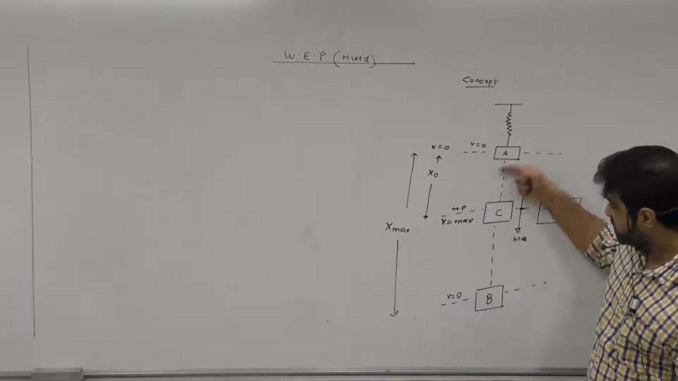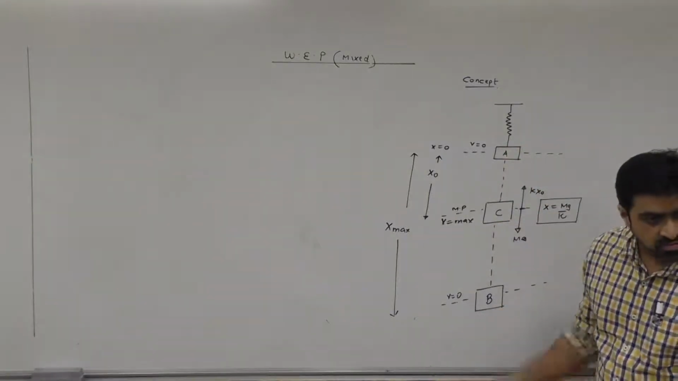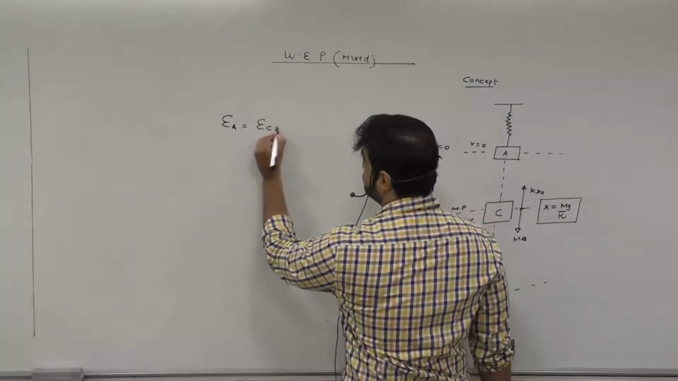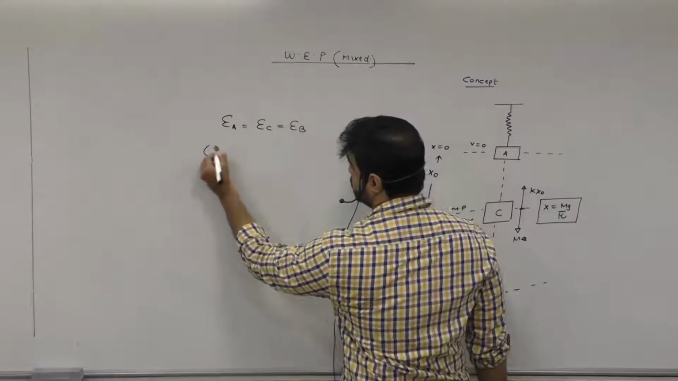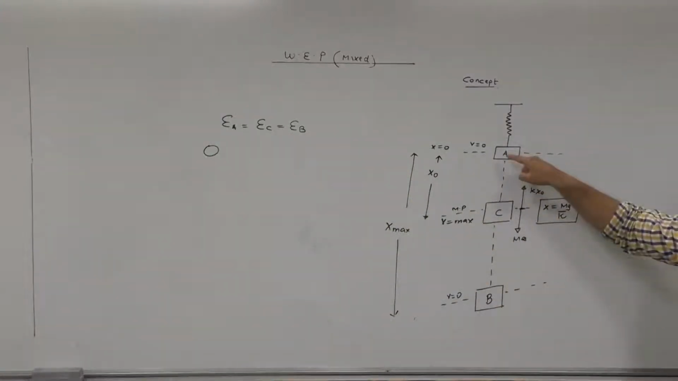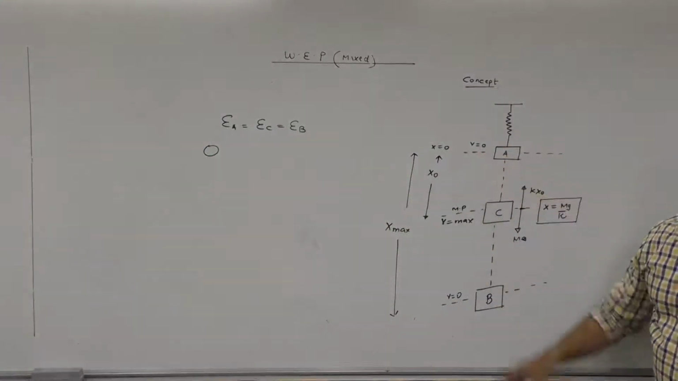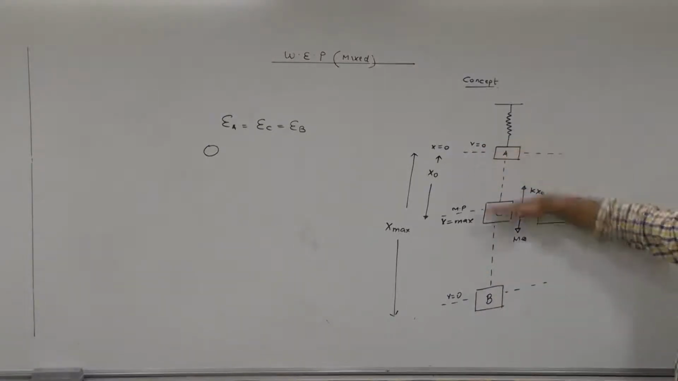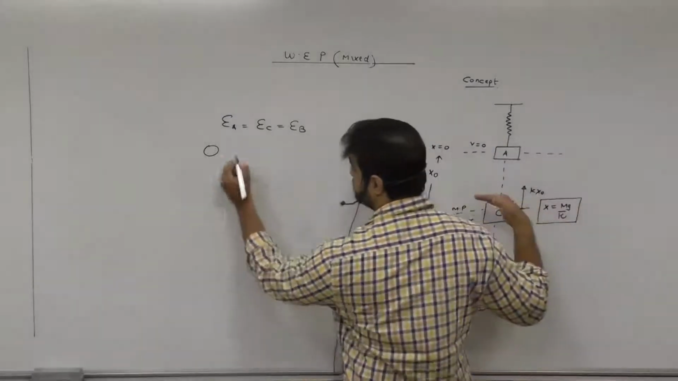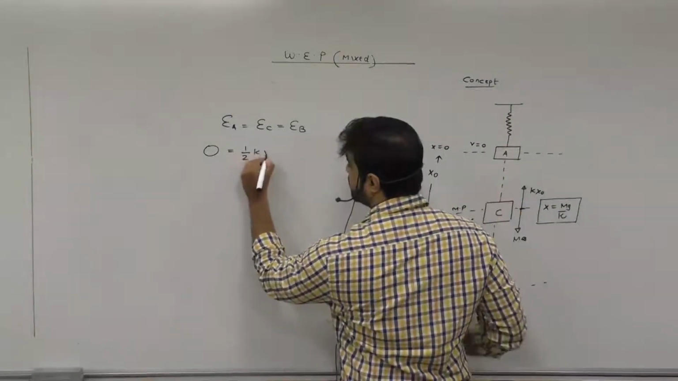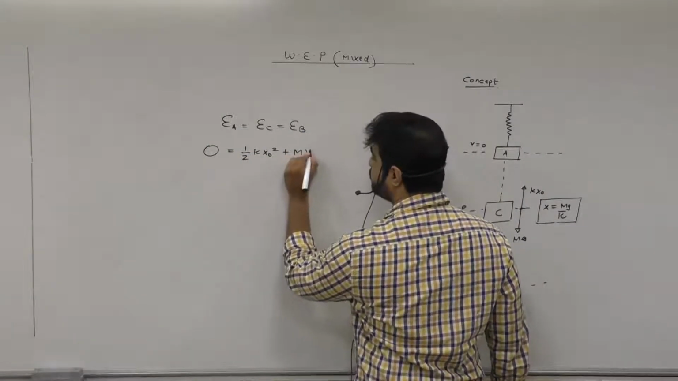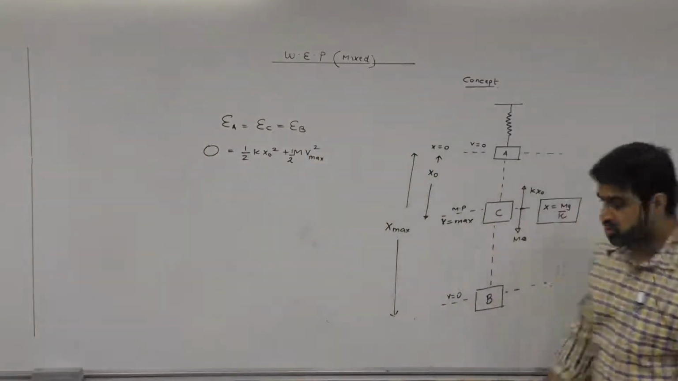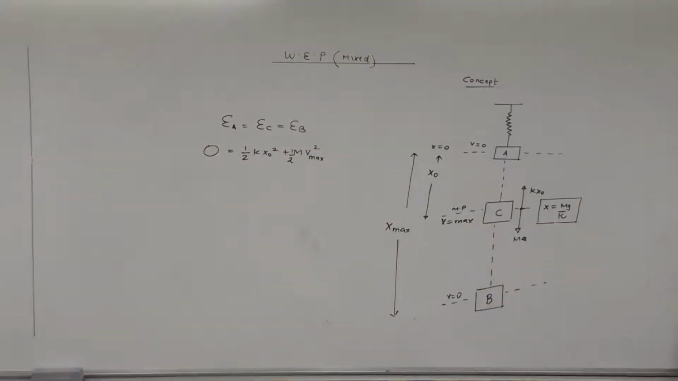Can I say EA is equal to EC equals EB? What is EA? 0. ना तो स्प्रिंग स्ट्रेच्ड है, ना तो वेलोसिटी है, कुछ एनर्जी नहीं है ना इसके पास. यहां पर which energy will be there? यहां पर C पर हाफ k x नॉट स्क्वायर प्लस हाफ m v square. I can say v is v maximum square, because the velocity over here is maximum. SHM याद करो.